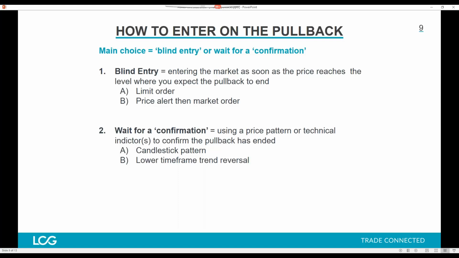Well, for me, there are two main choices. What I would call a blind entry or waiting for a confirmation. So quick one on the blind entry. That's basically entering the market as soon as the price reaches the level where you expected the pullback to end. So typically you would place a limit order.